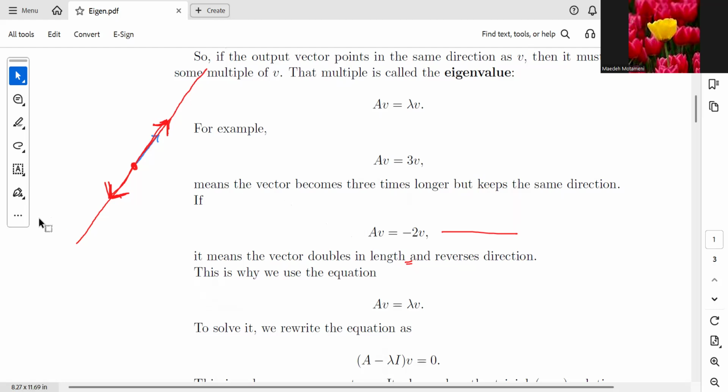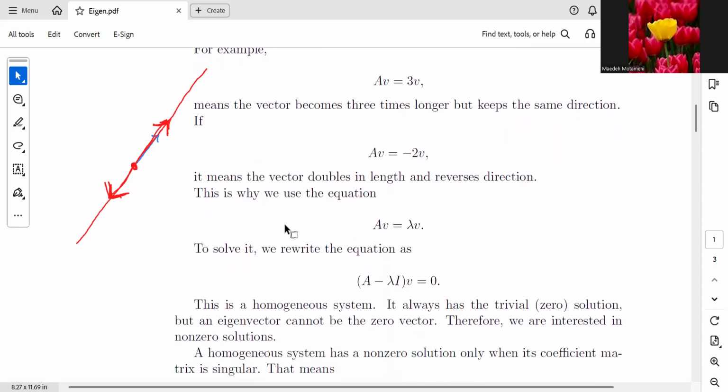Or if the eigenvalue is -2, it means the length of the new vector is double the length of the original one. And since we have a negative, the direction is reversed, but it remains on the same line as the original vector. This is why we use this equation. And now, how can we solve it?